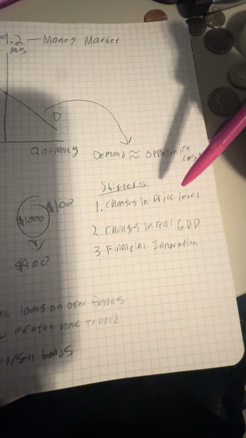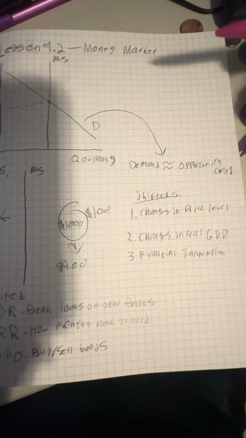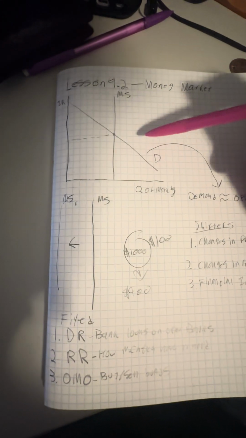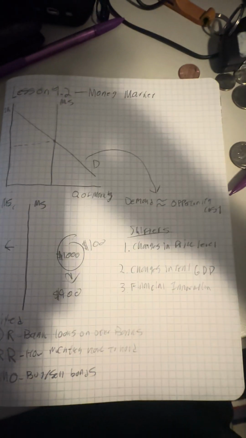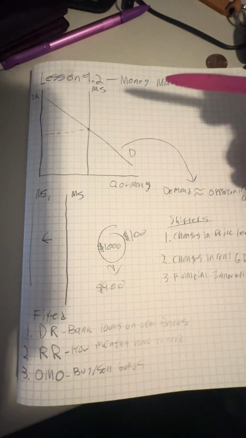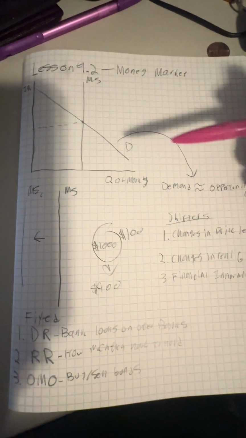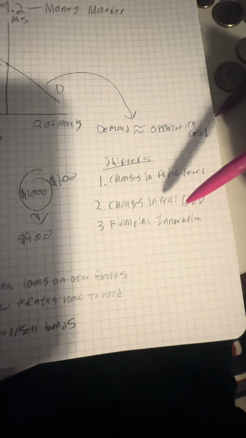The second is changes in real GDP. If the economy is growing and people are buying more, they'll need more money, which means the demand would shift to the right, ultimately increasing it. Let's say, in contrast, we're during a recession. People would have to spend less because they would want to keep their money, which means the demand would shift to the left. The third, financial innovation.